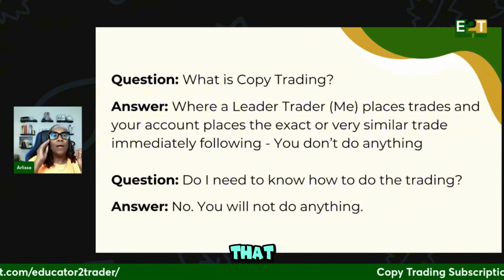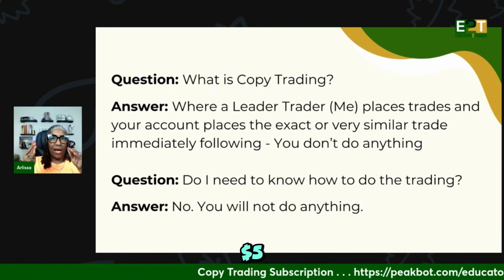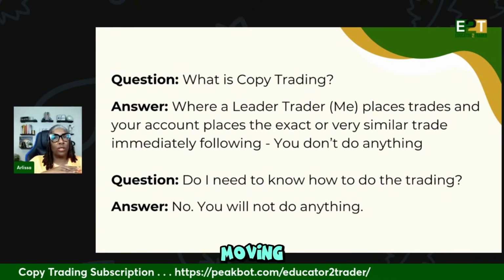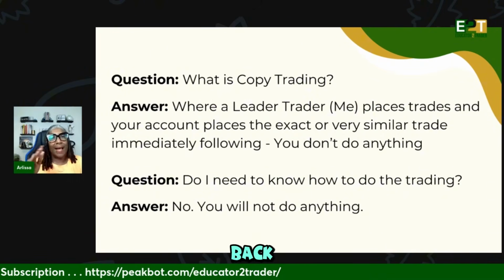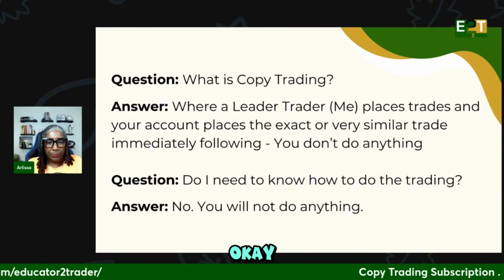And y'all know that even when we place trades and I put in an amount, even if it goes $5, the price seems to still dance around the same price. Unless it's moving super fast, it generally comes back to the same place soon, right? So y'all do know how that goes, okay?